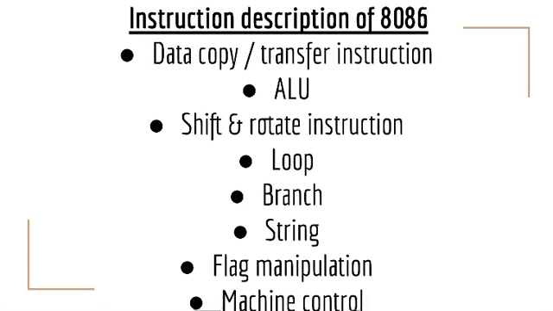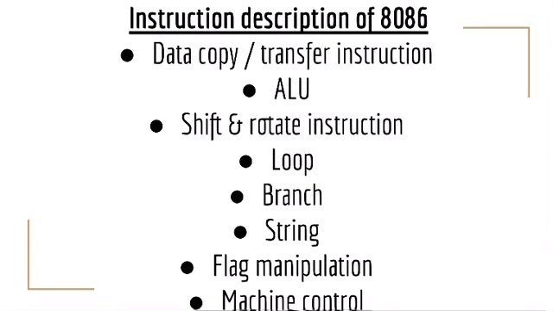Now let us see the instruction description of the 8086. We have eight instruction groups here: data copy or transfer instruction, arithmetic and logic instruction, shift and rotate instruction, loop instruction, branch instruction, string instruction, flag manipulation instruction, and machine and control instruction. First let us see the data copy or transfer instruction. This instruction copies a word or a byte of data from some source to a destination. The destination can be a register or a memory location.